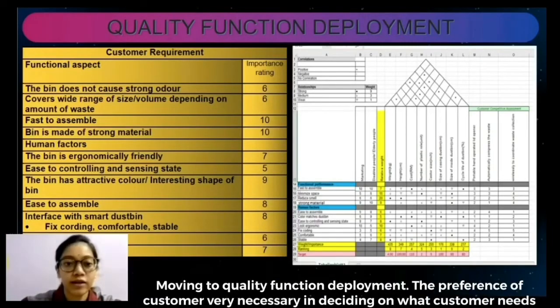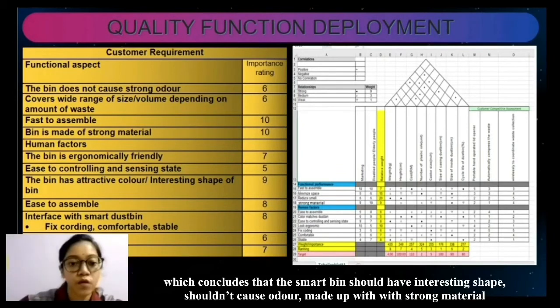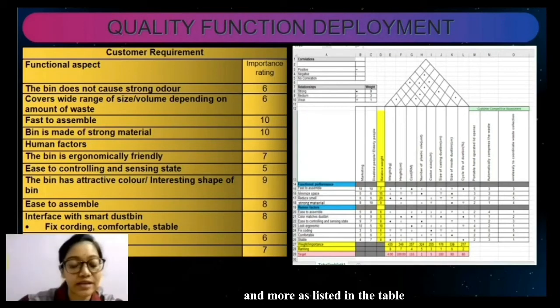Moving to quality function deployment, the preference of the customer is very necessary in deciding what the customer needs and rating in terms of functional and human factor aspects. The table in the HOQ shows the list of requirements of the smart bin, which concludes that the smart bin should have an interesting shape, shouldn't cause odor, and be made of strong material, and more as listed in the table.